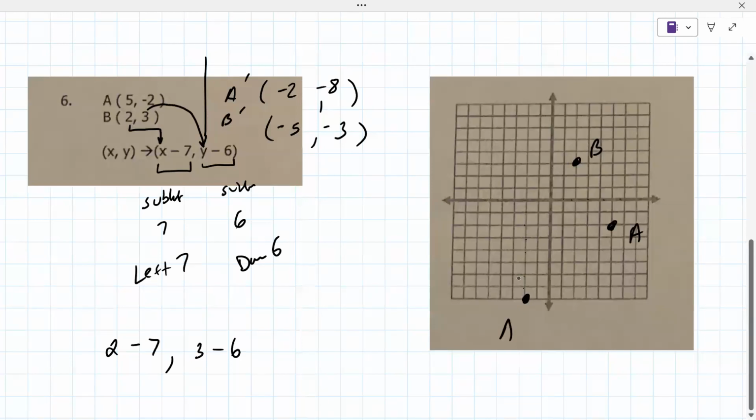Like that, that's A prime. B prime is left 7, 1, 2, 3, 4, 5, 6, 7, down 6, 1, 2, 3, 4, 5, 6. And that does work there.